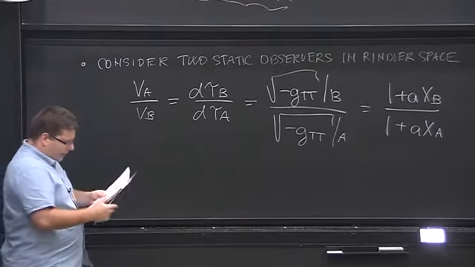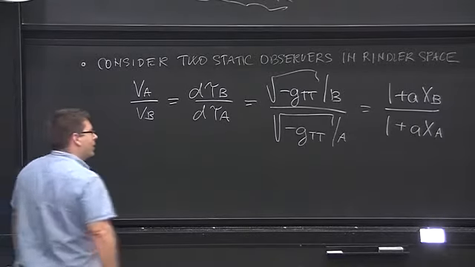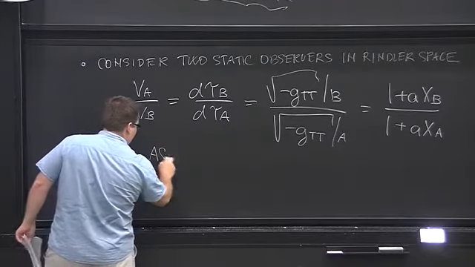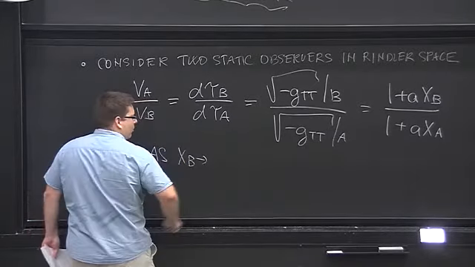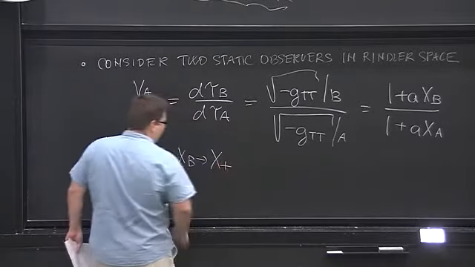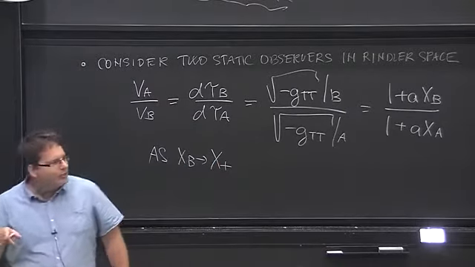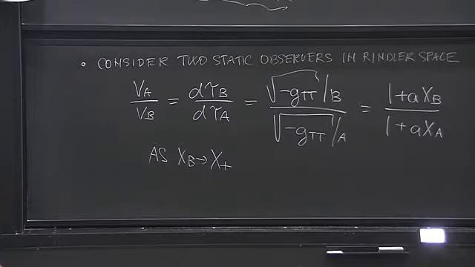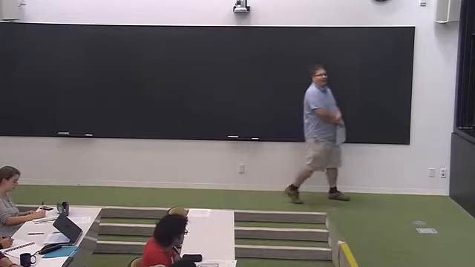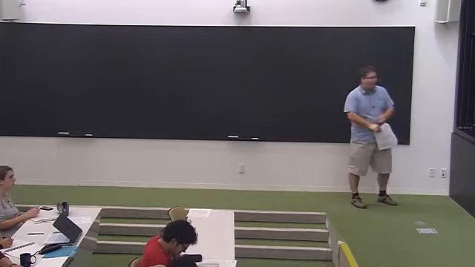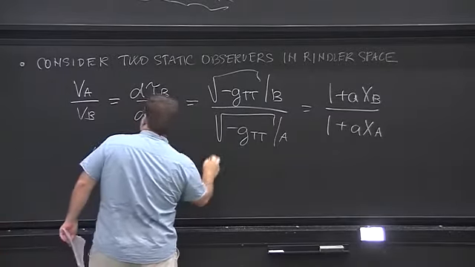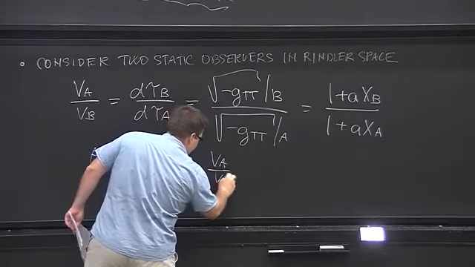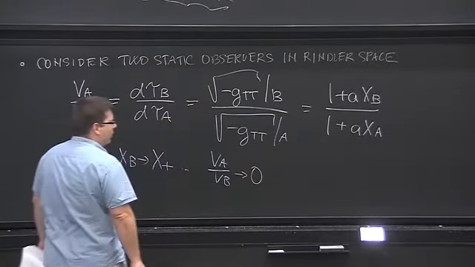Okay, and now I can take the limit that the observer B, so XB, approaches my horizon. I'll send the observer B to be sitting close to the horizon, the Rindler horizon at x equal to x plus. So what are we finding then? What is this ratio equal to? Huh? 0. Perfect. We have that nu A over nu B goes to 0.